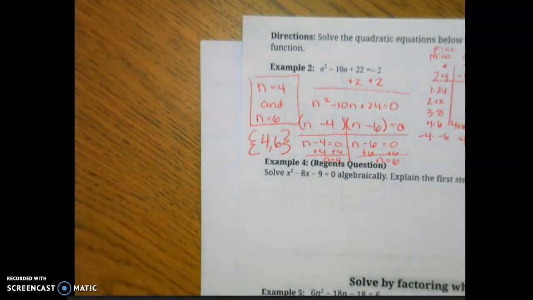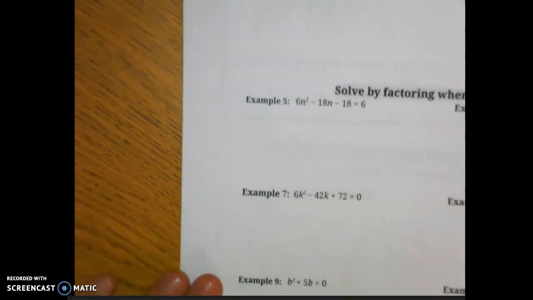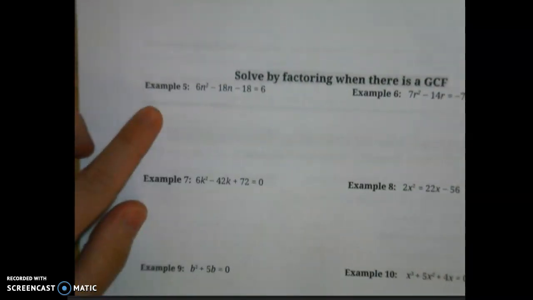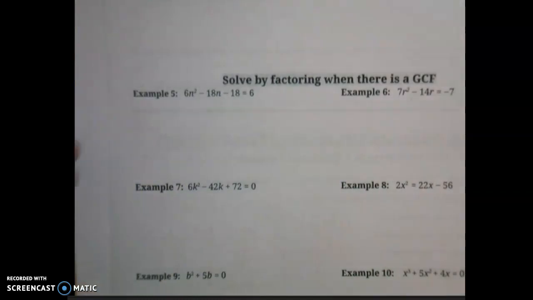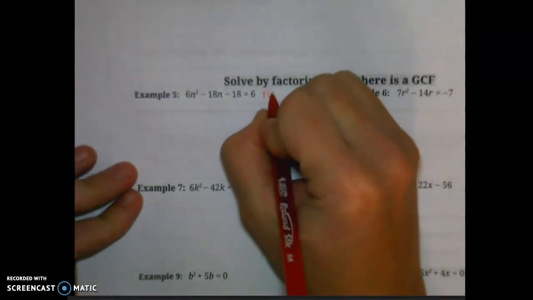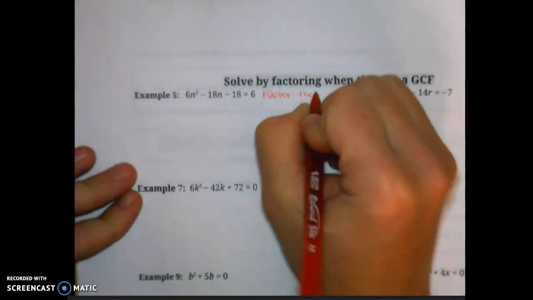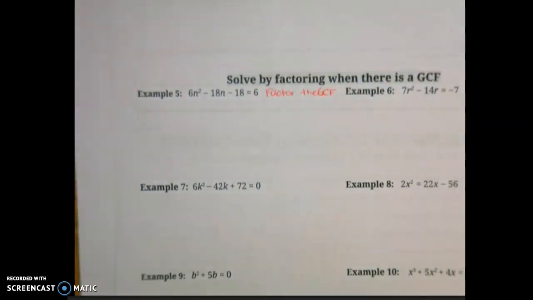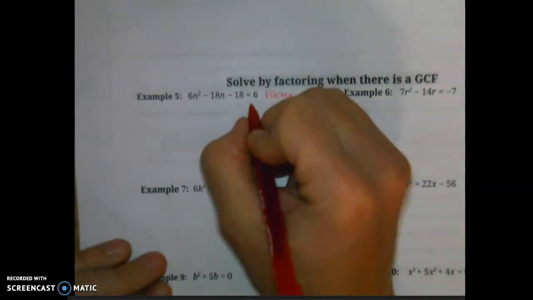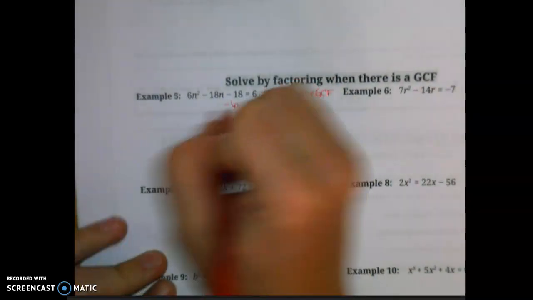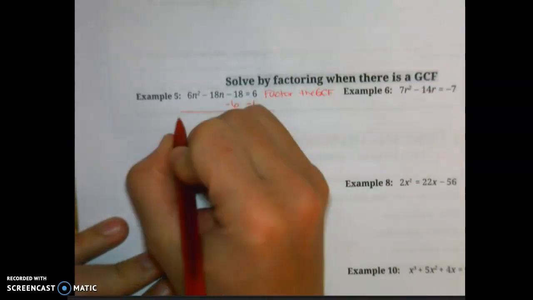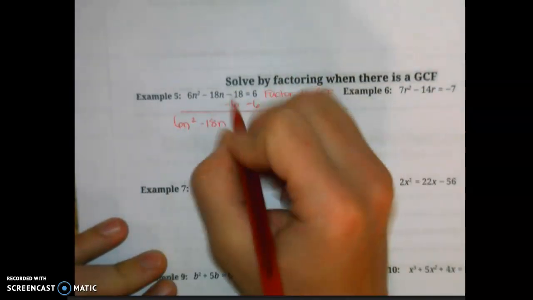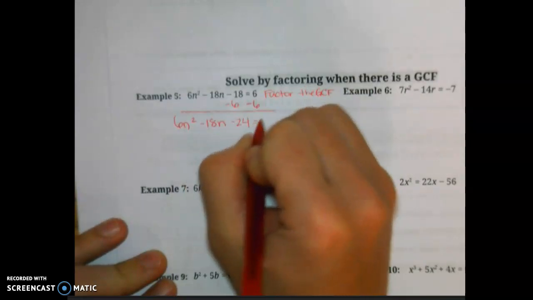We're going to do one more example where we're factoring when there is a GCF. So let's look down at example number 5. We're adding an extra step in here, which is to factor the GCF before you do anything. We still want it set equal to 0. We still want it in standard form. So I'm going to subtract 6 from both sides. And I have 6n squared minus 18n minus 24 equals 0.